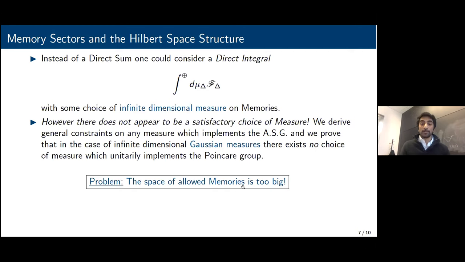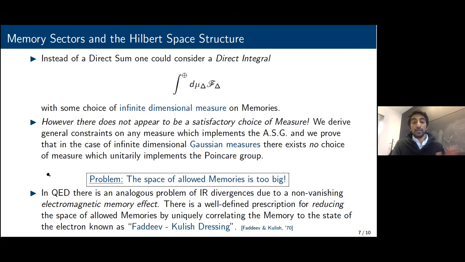Okay, the problem, and what I'll be addressing for the rest of this talk, is that the space of memories is just too big. There does not appear to be a nice choice of measure that puts these together. And really the problem here is that the space of memories is just far too big.